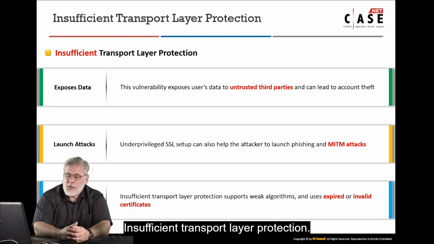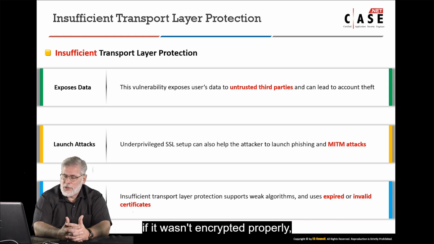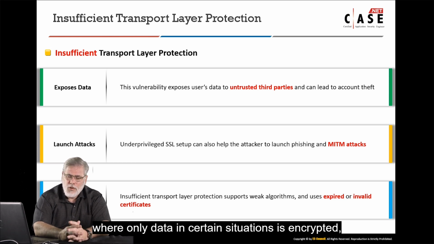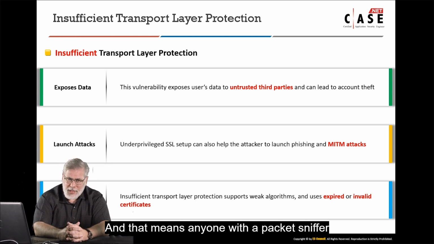Insufficient transport layer protection. It could allow third parties to simply read the data. It wasn't encrypted properly. And I've unfortunately seen a lot of scenarios where only data in certain situations is encrypted, other data is being sent in the clear. And that means anyone with a packet sniffer can get your data.